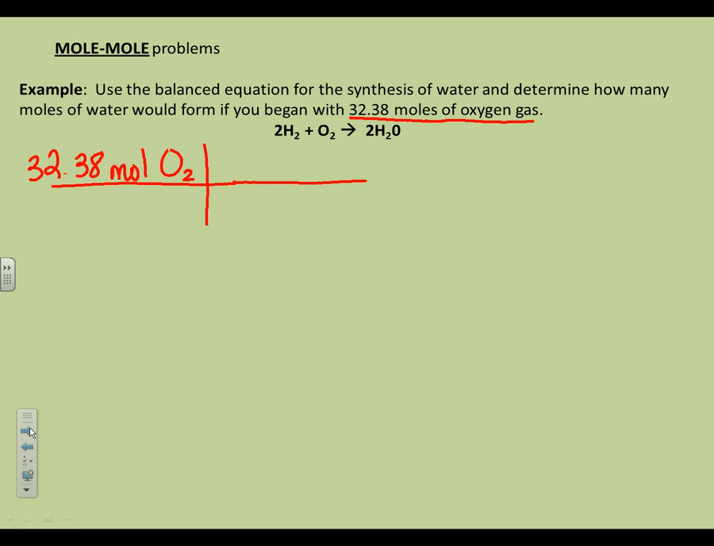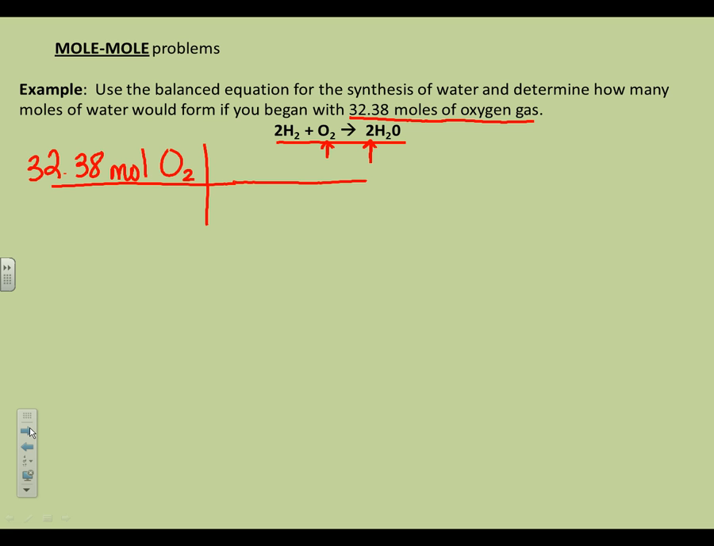So back to the problem. We have moles of oxygen, and we're trying to figure out how many moles of water we would produce. Well, looking at this equation, we know if I started with 1 mole of oxygen, I should get 2 moles of water. But I don't start with 1 mole of oxygen. I start with how many moles? 32.38 moles. So I should get more than 2 moles of water. Would you agree? I agree with that.